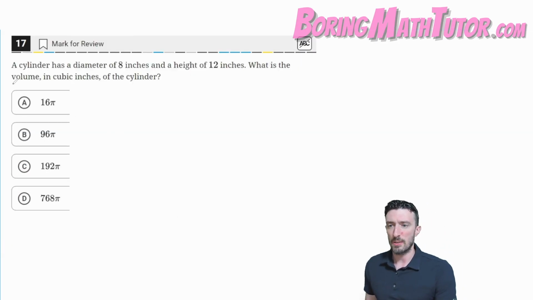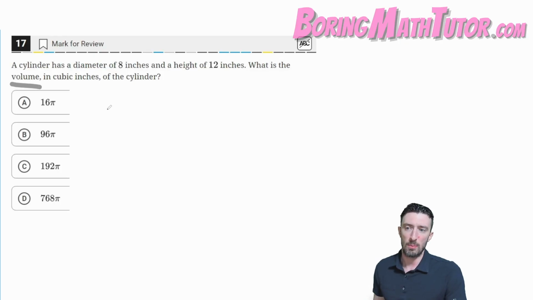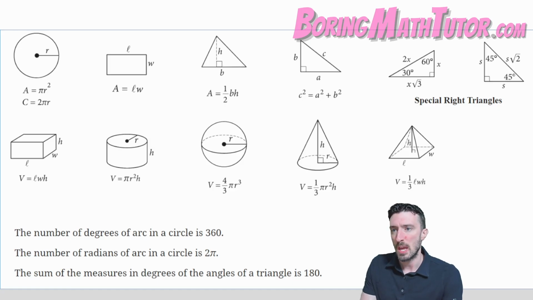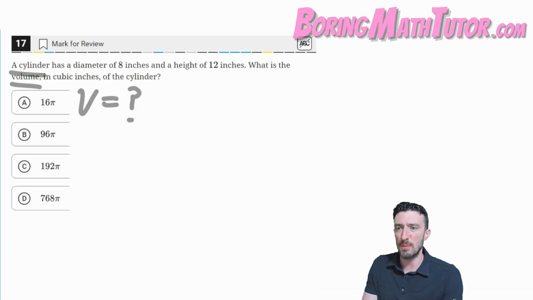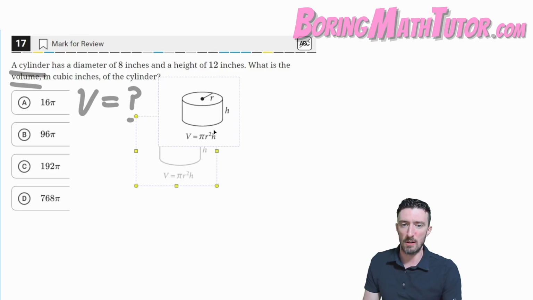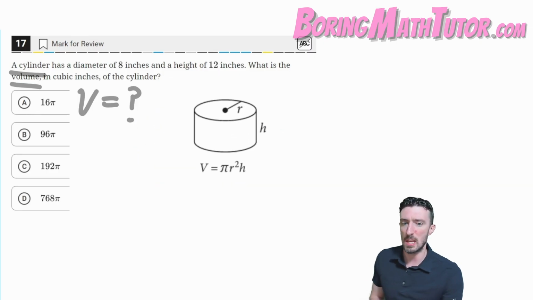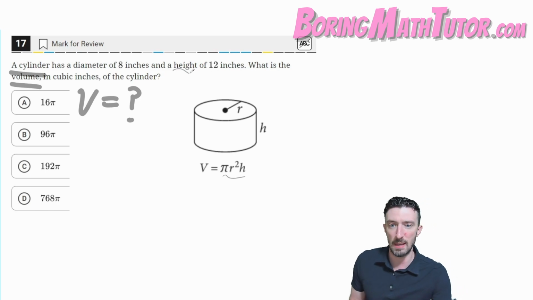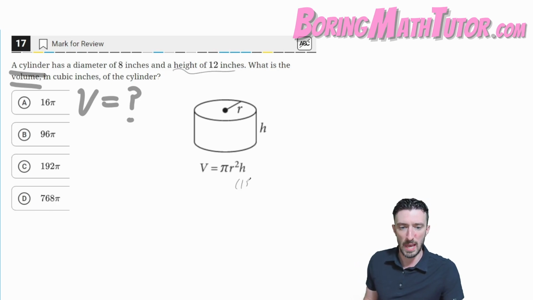We got ourselves a volume problem. That's what they want to know. Well, let's go take a glance at the reference sheet, and we're looking for the volume of a cylinder. And that's right here, volume of a cylinder. It is pi r squared h. Well, they gave me the h, so I can plug that in.